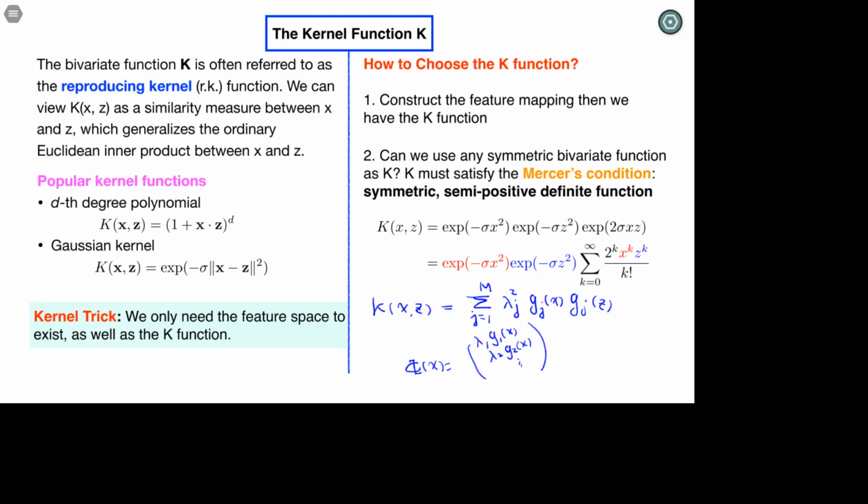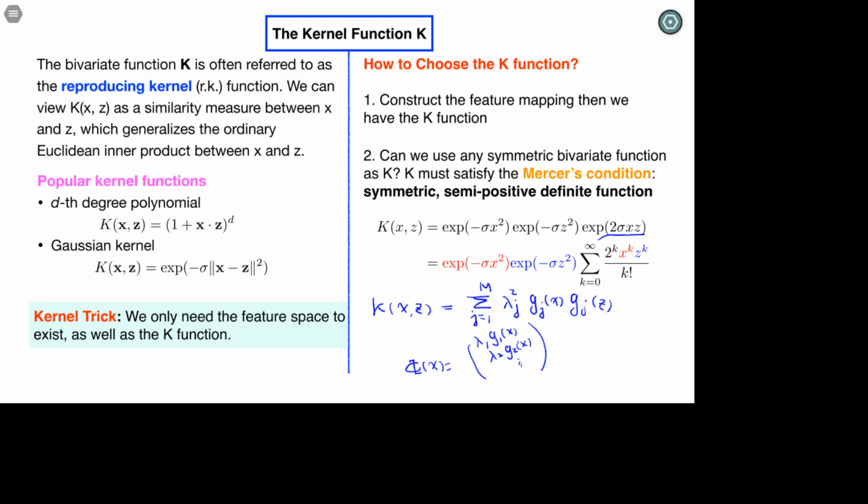To illustrate this Mercer condition, I showed you the Gaussian kernel. Suppose we're in a one-dimensional space, then we can rewrite the Gaussian kernel as an infinite sum. What we did is we expand the exponential component. So we have minus sigma x squared, minus sigma z squared, and then the remaining term in the exponential component is 2 sigma x times z. For that last term, I just expand it, because the exponential function can be written as an infinite sum of polynomials, starting with k equal to 0.